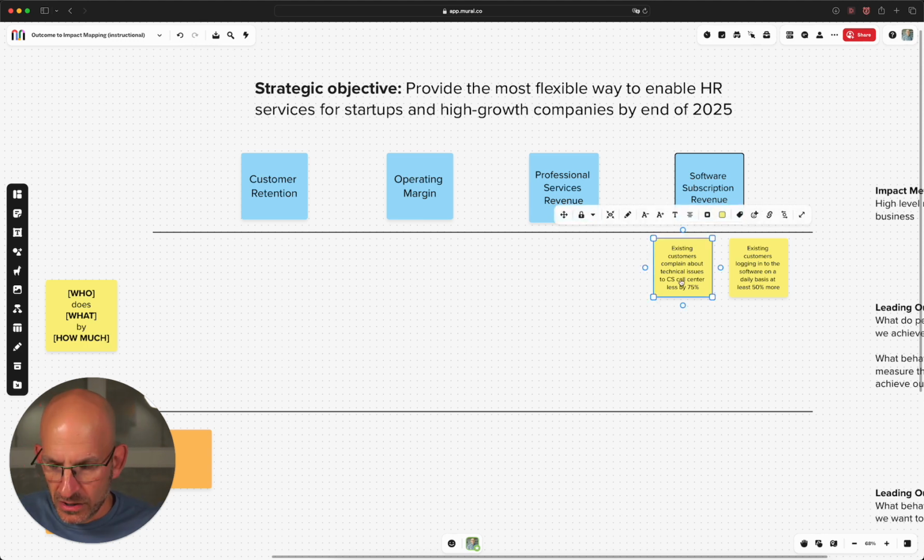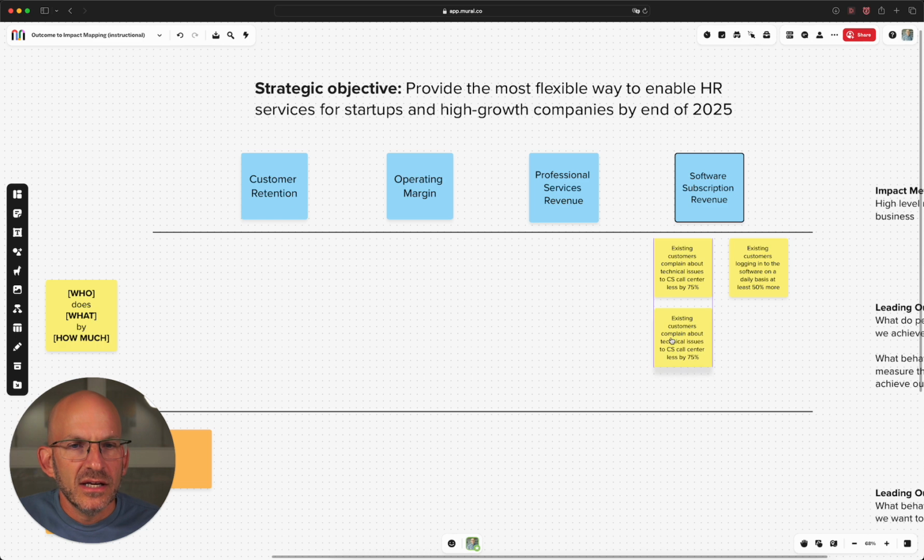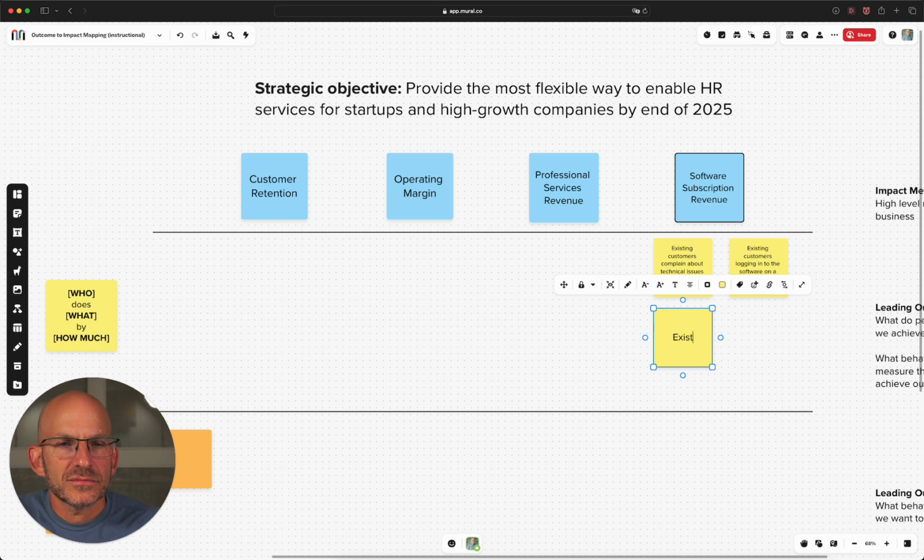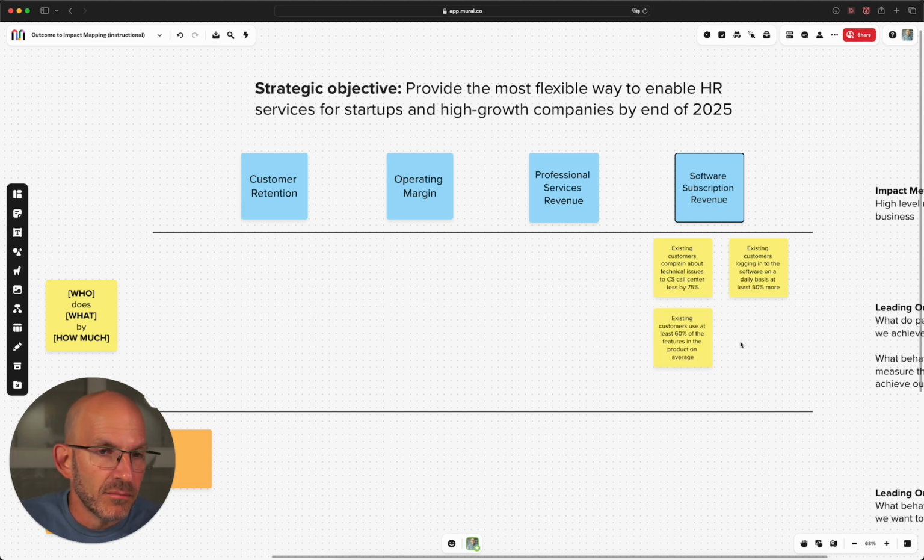So one of the things that we could potentially do in here as well is to drop this in here and say, existing customers use at least 60% of the features in the product on average, right? Who does what by how much? Again, every single thing is who does what by how much.